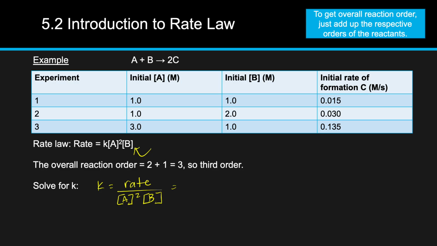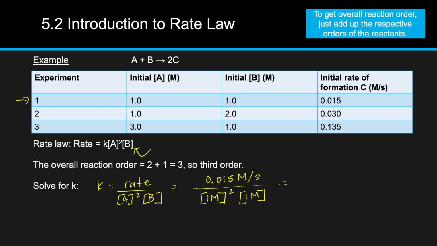So when you are doing these problems, all you have to do is pick one experiment. It doesn't matter which one, just pick one and plug in those same values. So let's go ahead and choose experiment number 1. So rate is going to be 0.015 concentration per second, or molarity per second. And then our concentration for A is going to be 1 molar squared. And then concentration for B is 1 molar raised to the first power.